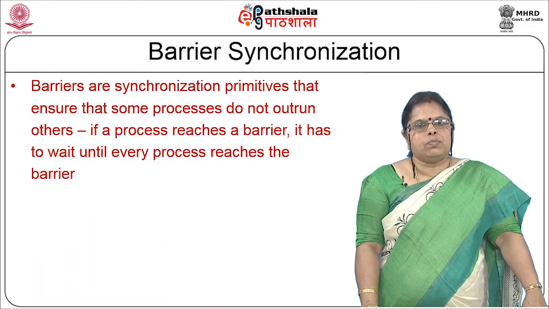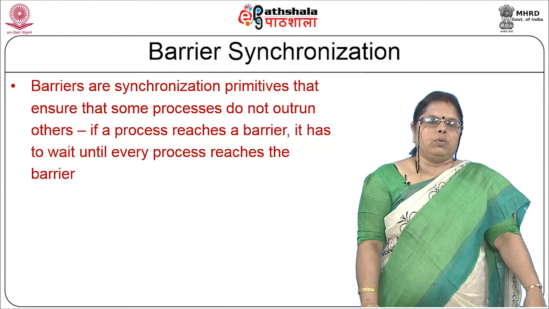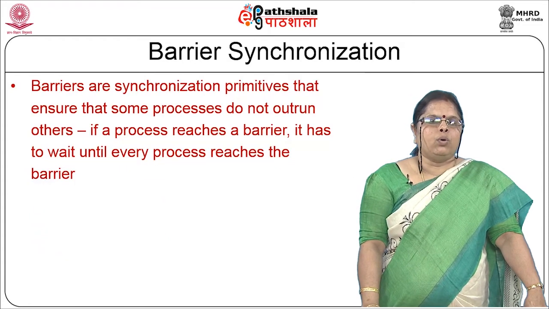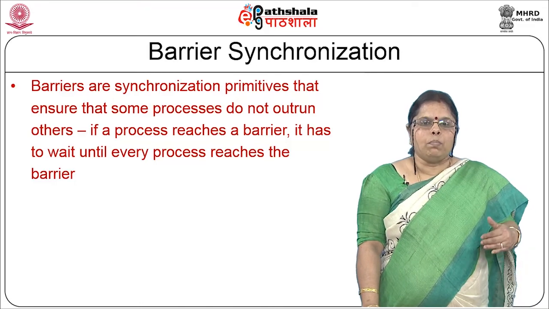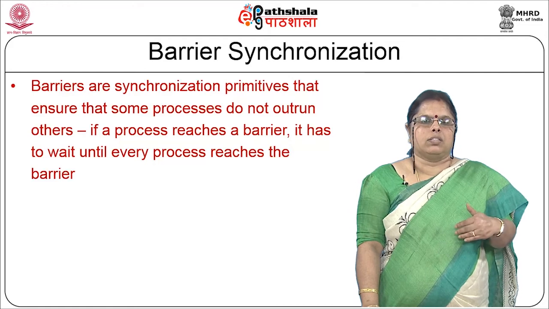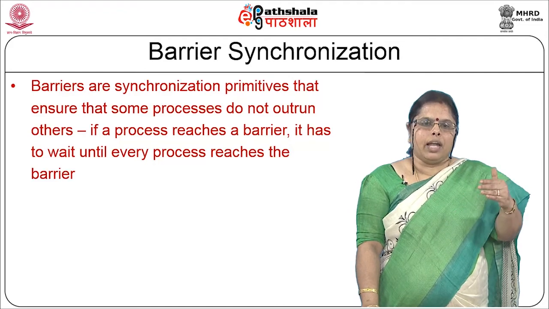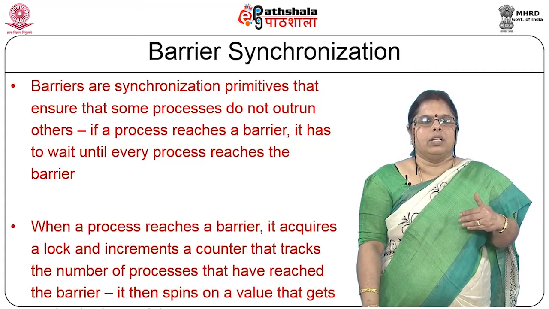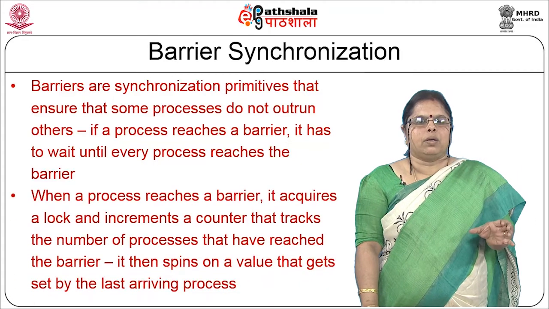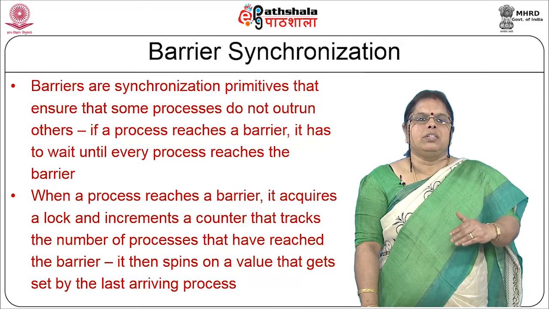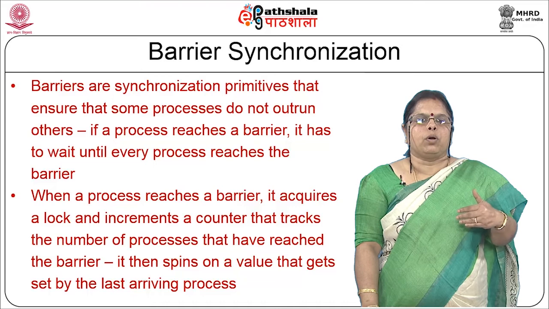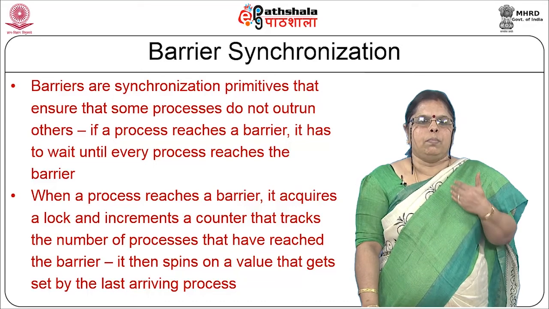Now, the other types of synchronizations which are possible, we will just mention a few of them. You have barrier synchronization. Now, barriers are synchronization primitives that ensure that some processes do not outrun others. So, if a process reaches a barrier, it has to wait until every process reaches the barrier. So, you wait for everybody to reach a barrier. So, that is the synchronization. Once everybody has reached the barrier, you release all the processes so that they can go beyond the barrier.